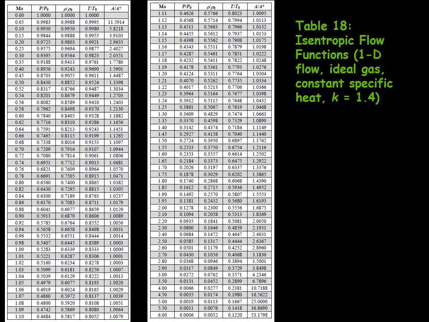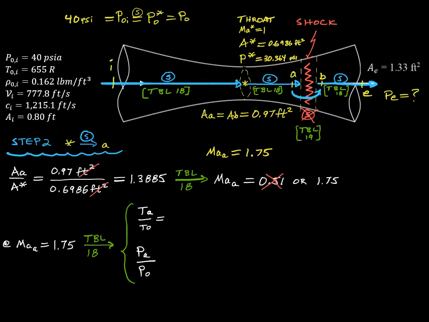Let's look that up. So remember, our Mach number is 1.75. And we're going to calculate those two ratios. The static pressure to stagnation pressure gives us about a 0.1878 value. And then the static temperature to stagnation temperature gives us a value of about 0.6202. So we record those, and we can do some calculations.